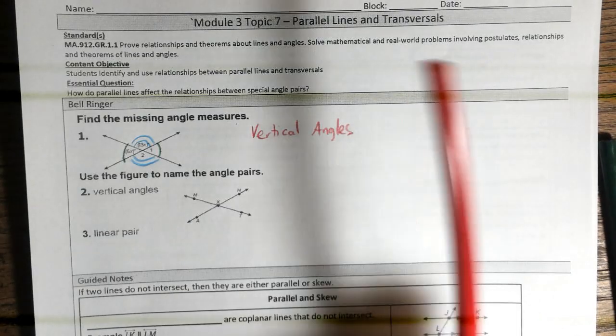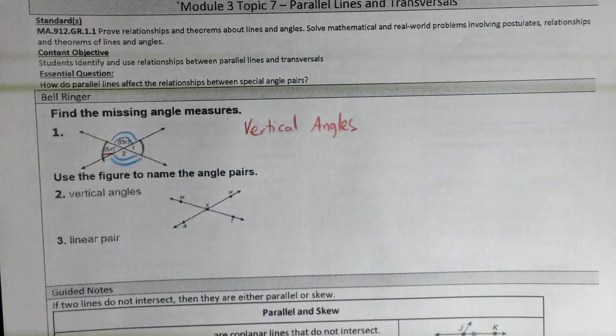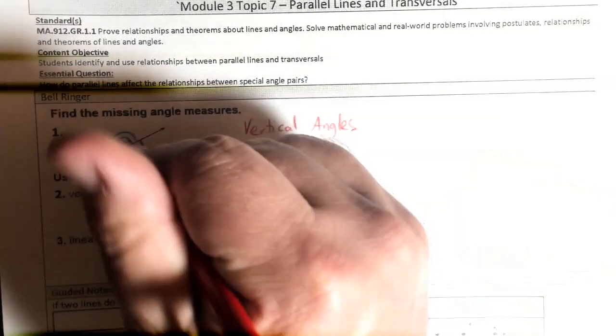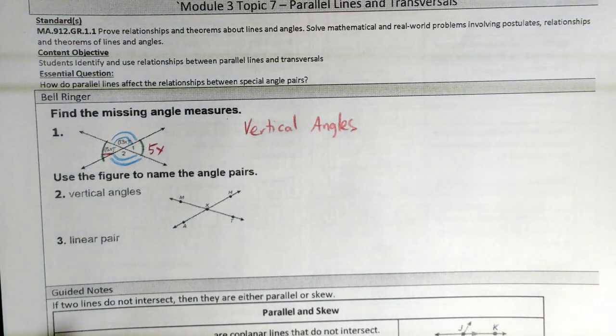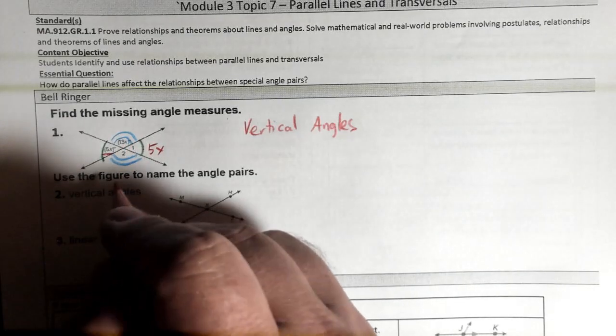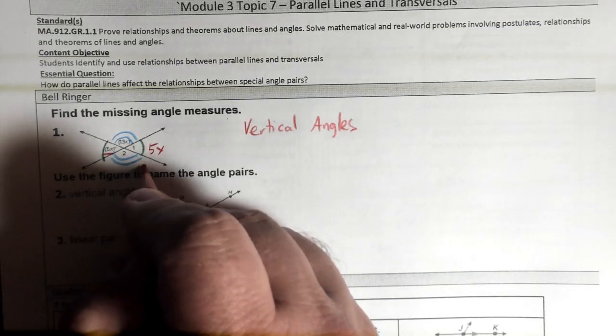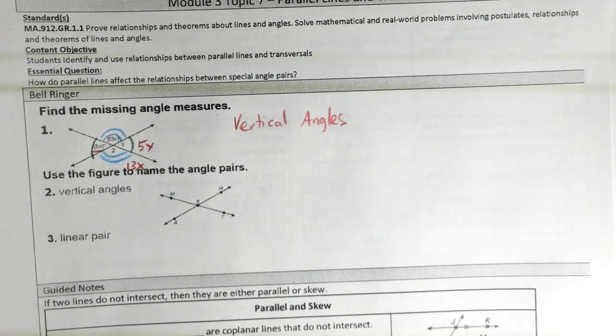So if they're congruent to each other, if this guy over here is 5x, let's see if we can zoom in just a little better. So this one over here is 5x. That's going to make angle 1 right across from it also 5x. This angle up here is 13x, so angle 2 is also going to be 13x. Okay. All right, number 2.